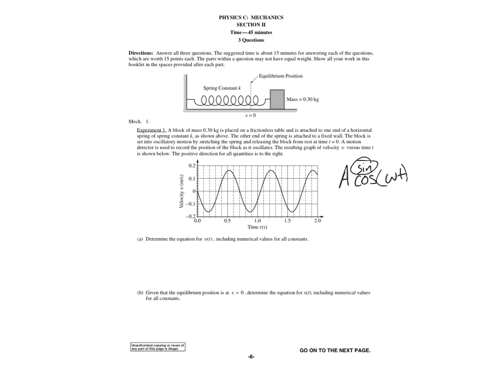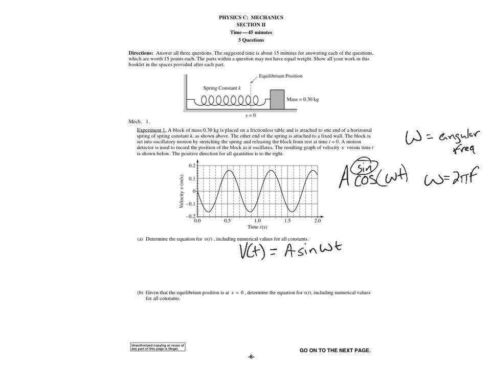So we know that v(t) is going to be equal to A sine omega t, where omega is the angular frequency. It's basically how fast it's going back and forth. Omega, if you'll remember, is equal to 2 pi f.